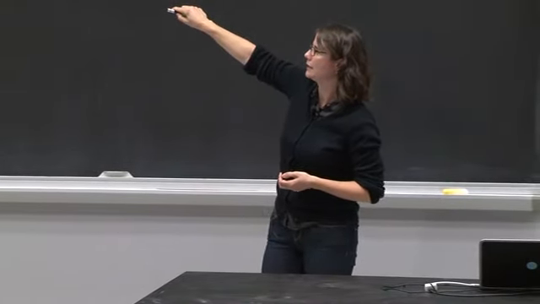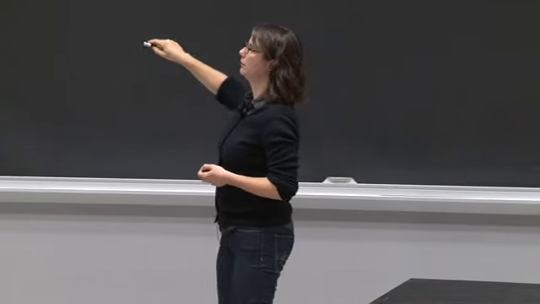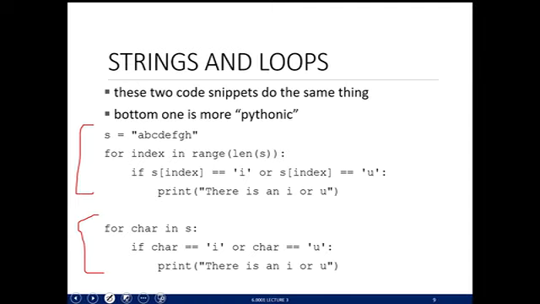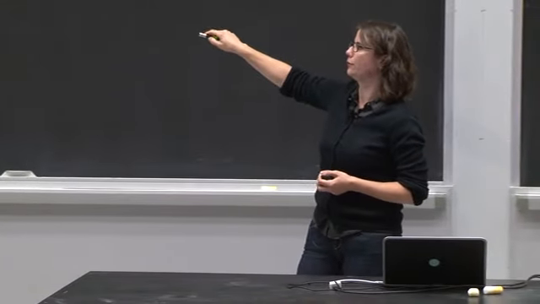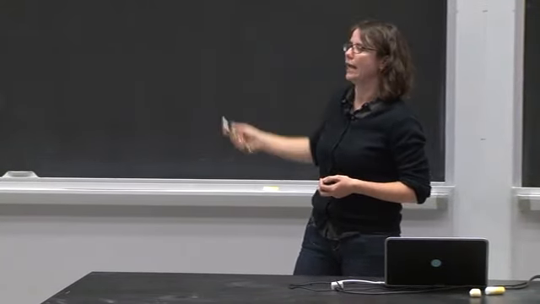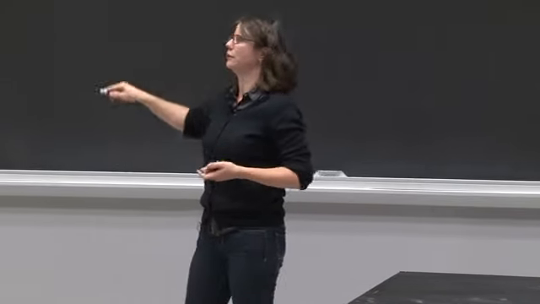Whereas up here, it's a little more complicated to tell what I'm doing, right? You have to sort of think about it a little bit. For some index in this range of numbers, 0 through the length of the string S, if S at position index is an I or S at position index is a U, print there's an I or a U. Okay. Both of these codes just go through the string S, and if it encounters a letter that's an I or a U, it's just going to print out this string here.